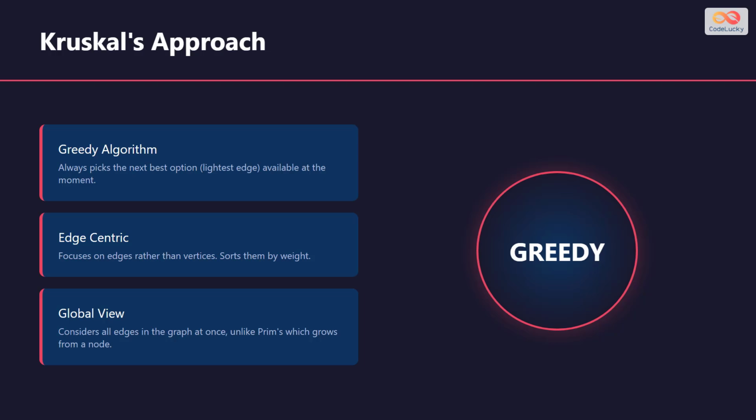Kruskal's algorithm is a classic example of a greedy algorithm. This means it makes the locally optimal choice at each step. It focuses entirely on the edges, ignoring the complex structure of the graph initially. It simply grabs the cheapest connection available, as long as it is safe to do so.